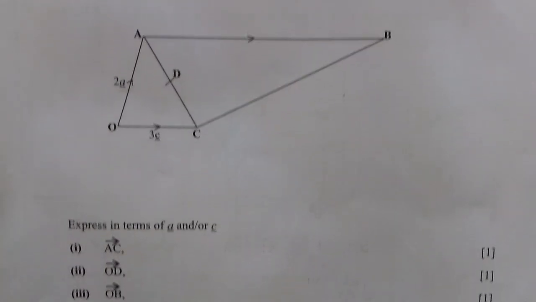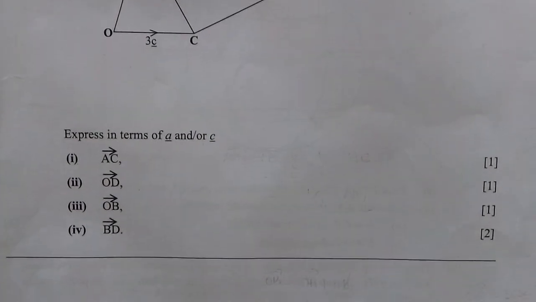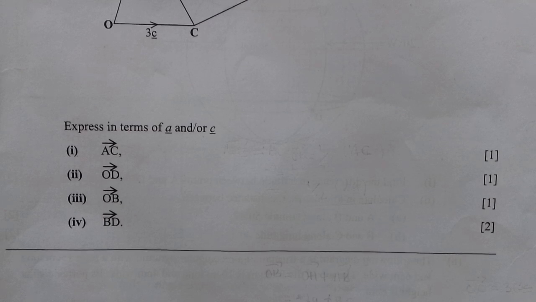Then the questions that we're supposed to answer are as follows. Express in terms of vector a and vector OC: Roman numeral 1, vector AC, which has 1 mark. Roman numeral 2, vector OD, which has 1 mark. Then Roman numeral 3, vector OB, which also has 1 mark. And the last part, Roman numeral 4, vector BD, which has 2 marks.